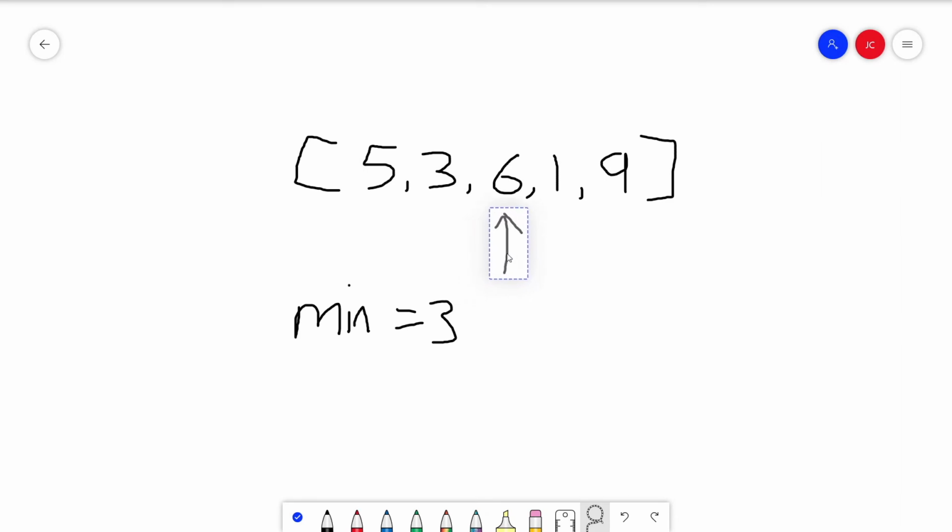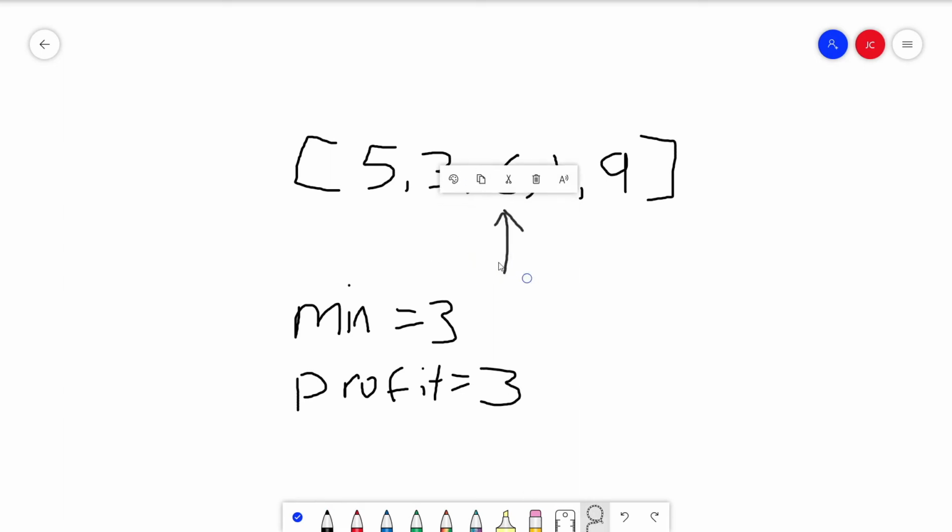So now we're selling our share at $6. That would give us a profit of 3. 6 minus 3 is 3. However, we won't change our minimum value because compared to 3 and 6, 3 is obviously the lowest number. So no matter what other subsequent numbers we encounter, buying at 3 would always be better than buying at 6 or 5. So we move on to day 4, and now we see that we're selling a share for $1. 1 minus 3 will give us a net loss of $2, so we don't want that.